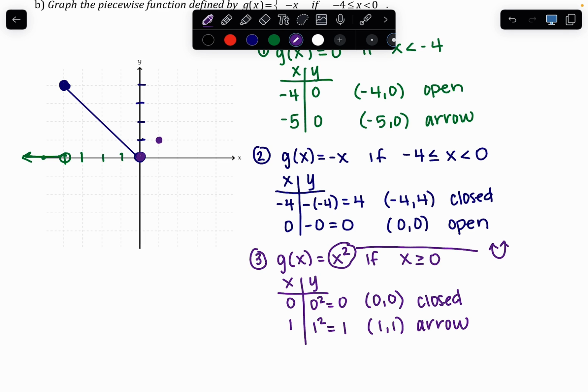So let's go ahead and plug in 2. And what is 2 squared? 4. So we have the ordered pair 2, 4, still with an arrow, but it's just going to help us get a better idea of the shape of the graph based off the prior knowledge we already have.